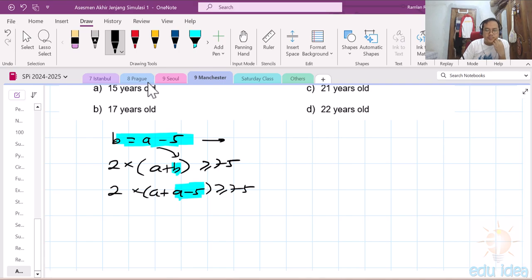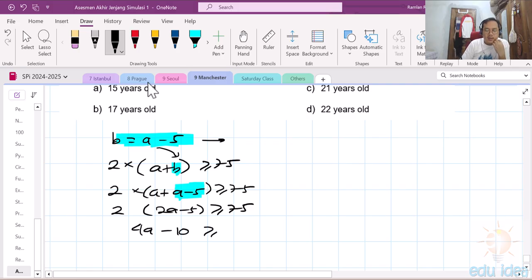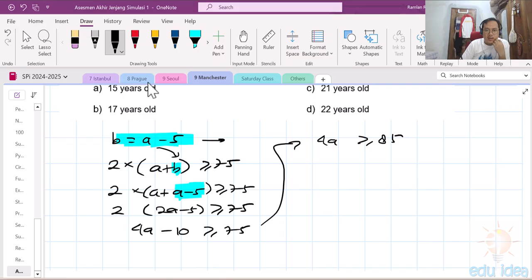Okay, here you go. 2(a minus 5) greater than or equal to 75. You can open a bracket if you want. There'll be 4a minus 10 greater than or equal to 75. So if you can continue that, there'll be 4a is greater than or equal to 85 because you're adding 10 to both sides, right? And then a will be greater than or equal to 85 over 4.